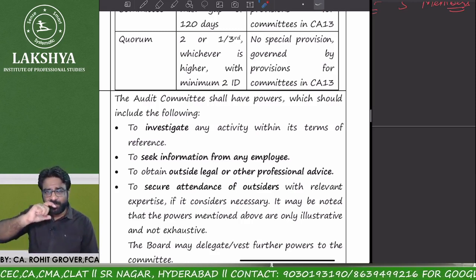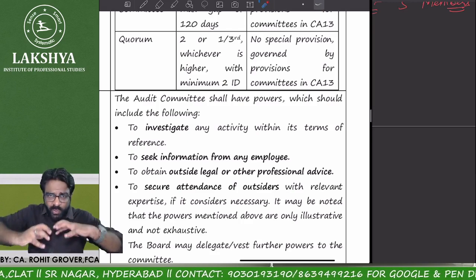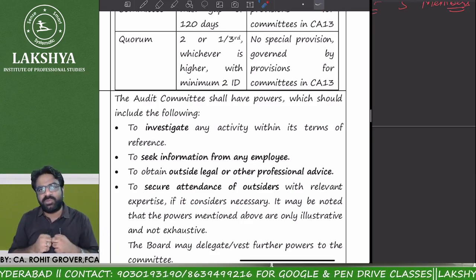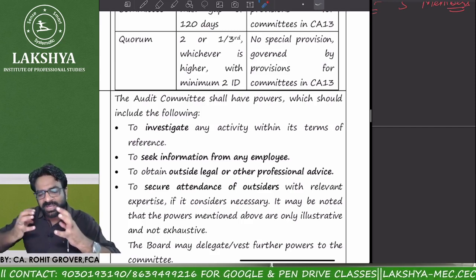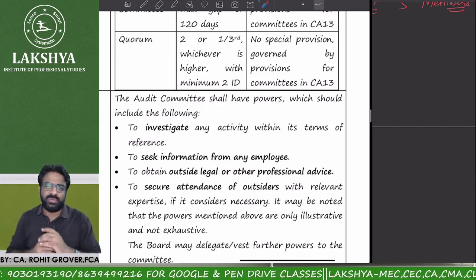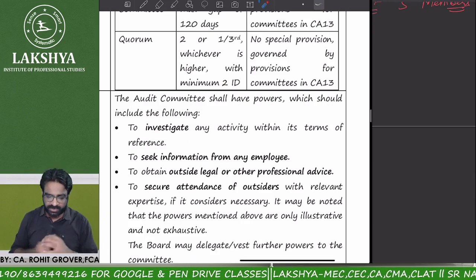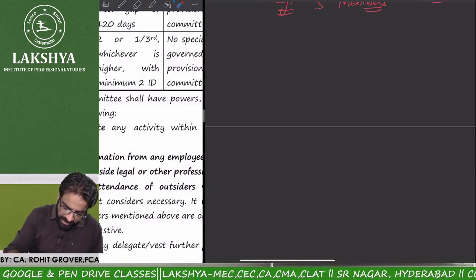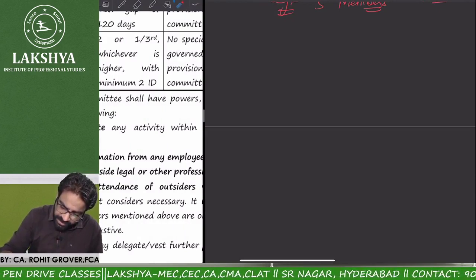And if the board of directors wants, they can give more of their powers to the audit committee. Already the audit committee has taken so many powers of the board of directors. If the board of directors wants, they can give some extra powers to the audit committee also. So let us understand what the powers are now. I hope till now you might have retained it. What are the powers of the audit committee?